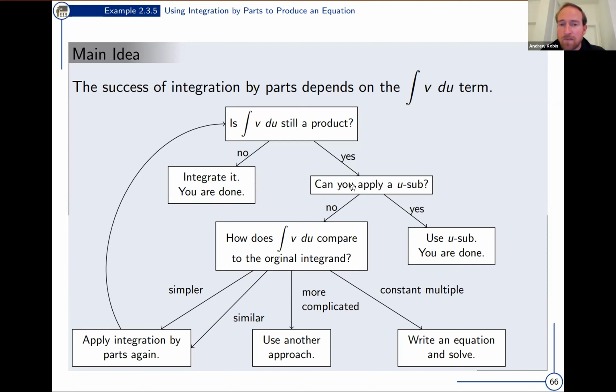If it's of the right form, let's go and do our thing. Can you apply a u substitution? Oh, okay, well, yeah, do it. If not, how does this compare to the original integrand? There's a typo here, by the way.